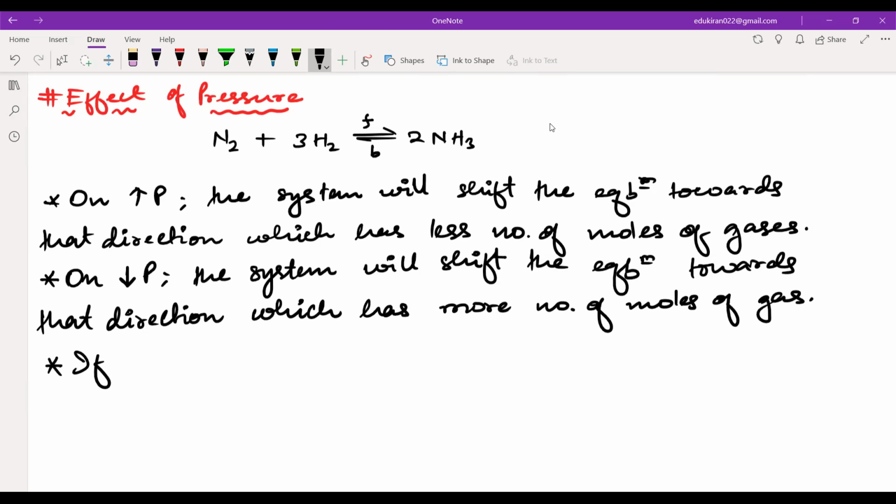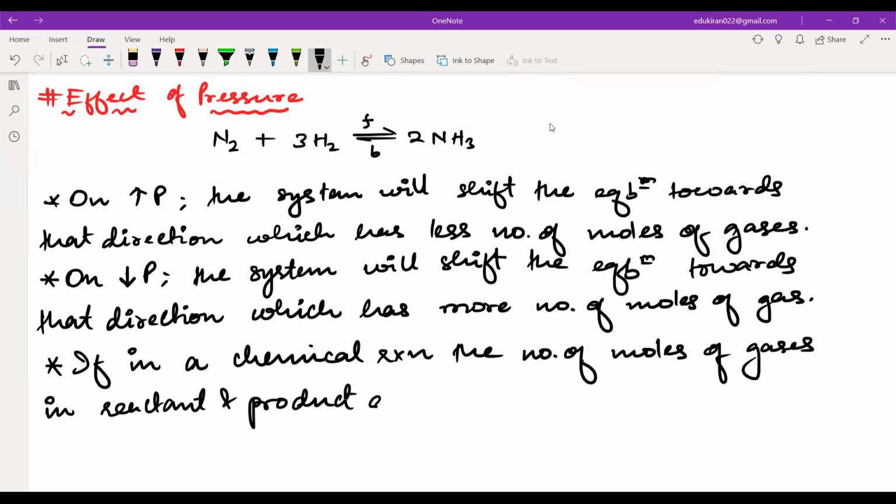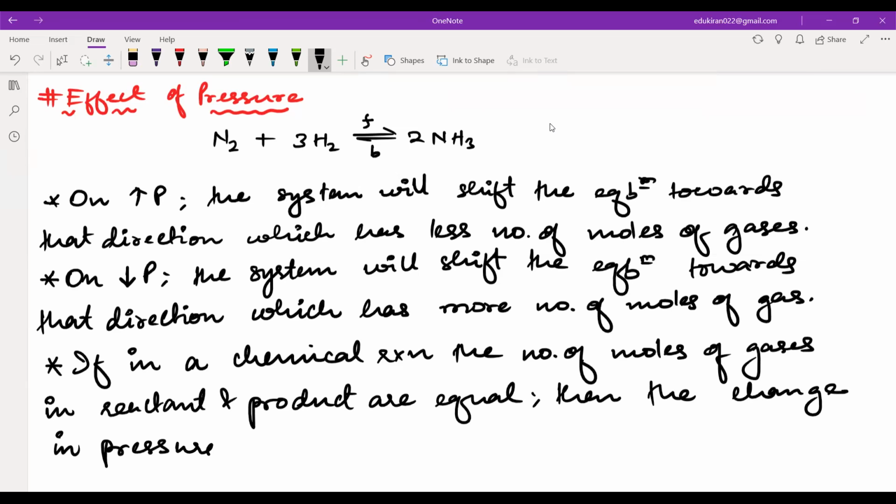Right, next point. If in a chemical reaction, the number of moles of gases in reactants and products are equal, then the change in pressure will have no effect. Write this down, let me know if you're done.